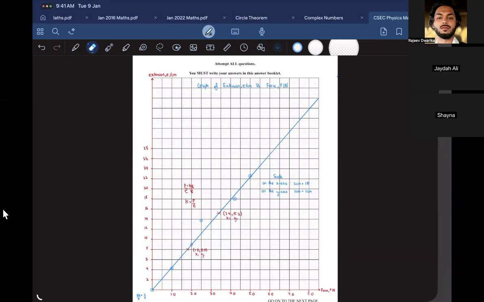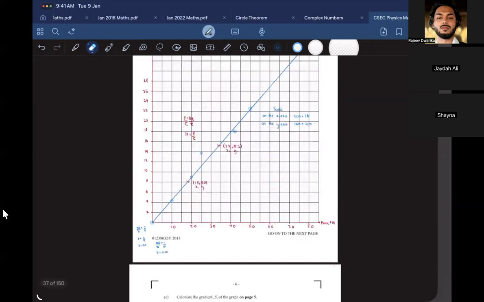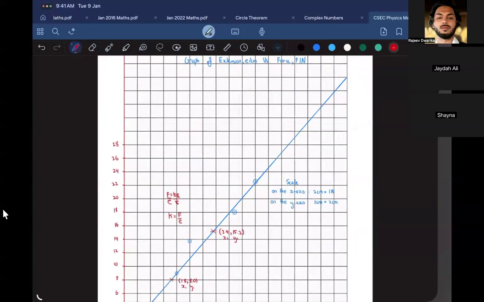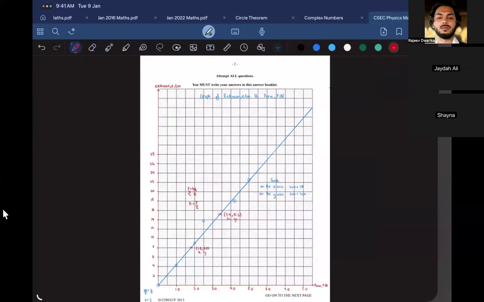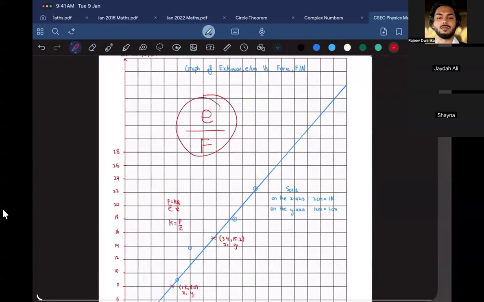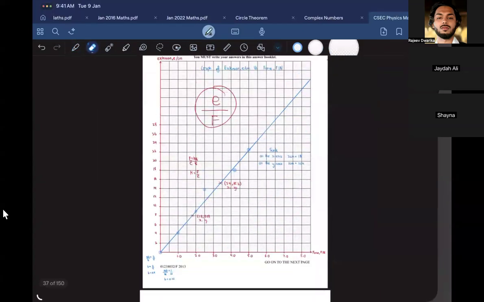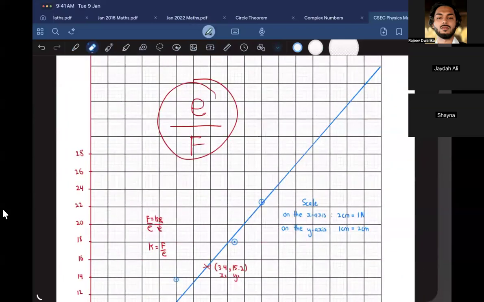So what's on the y-axis? Extension. So when you find the gradient, remember it is y over x. The gradient for this would give you y, which is E, all over what's on the x-axis? Force. So is the gradient the spring constant? No. What's the actual spring constant? F over E. So whatever you get for the gradient of an extension versus force graph, you would have to raise it to the power -1 to get the spring constant.